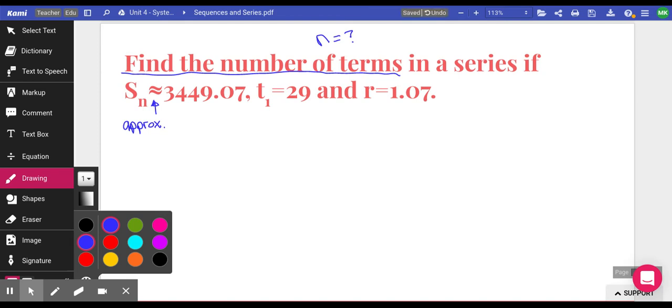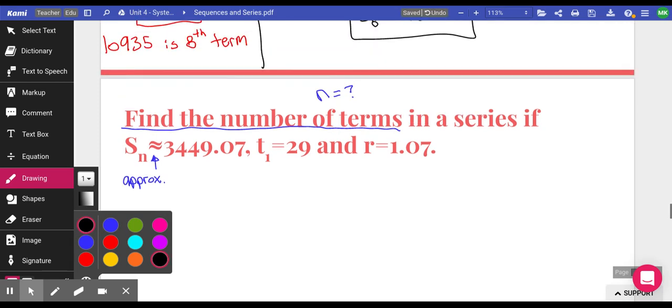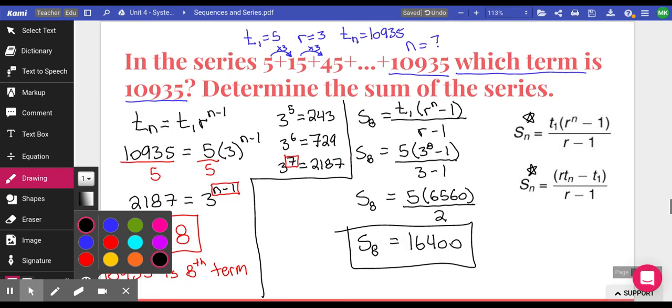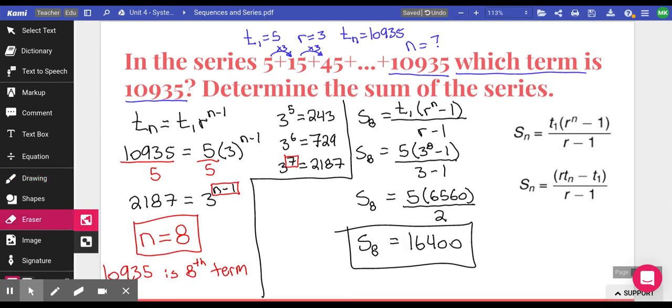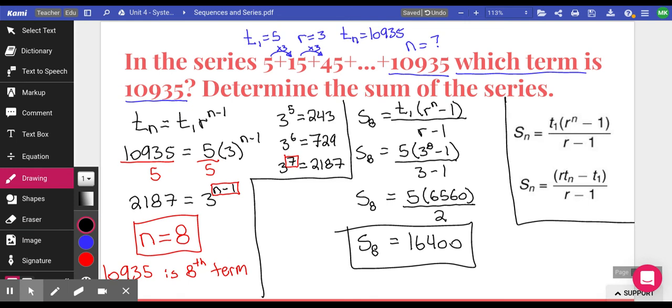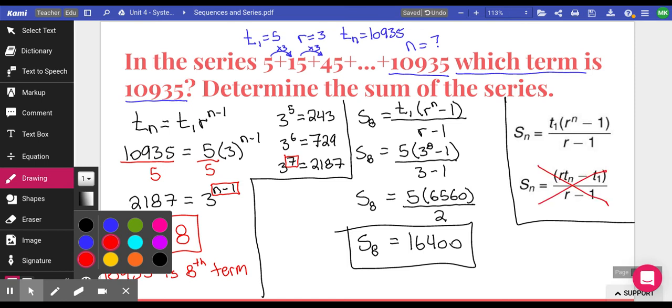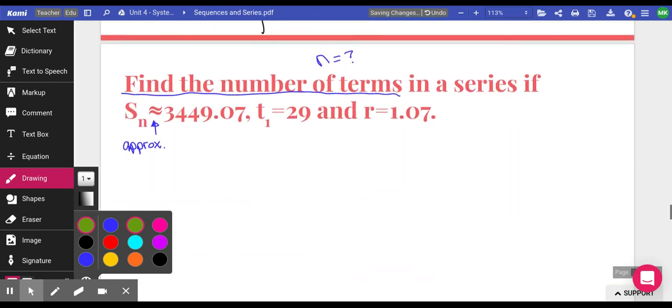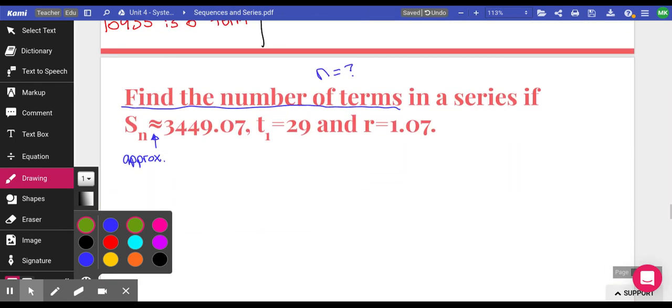If I look at these two formulas right here, so I don't have to write them out. I'm looking for n, which means the second formula wouldn't be of any use to me right now because there is no n in that formula. The one above might be useful if I know what S of n is, what T of 1 is, and what R is. In this case, I do know T of 1, S of n, and R, so that's the formula I want to utilize.